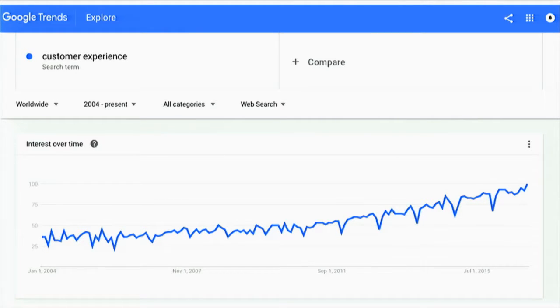And incidentally, see those little down spikes there? I looked into that. That's the time between Christmas and New Year's. And it happens on all these trend charts. I guess that's probably because most businesses shut down over Christmas and New Year's, and with people not in the office, internet surfing is way down. Think about that for a minute.